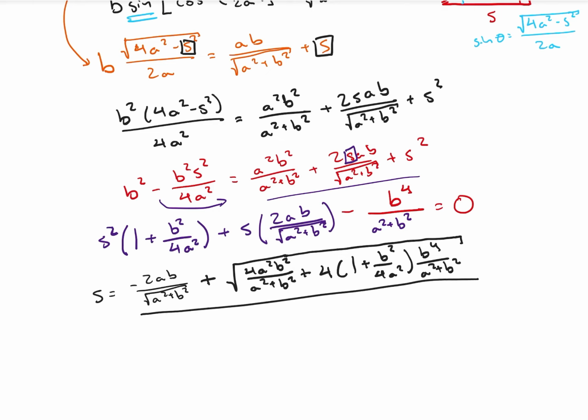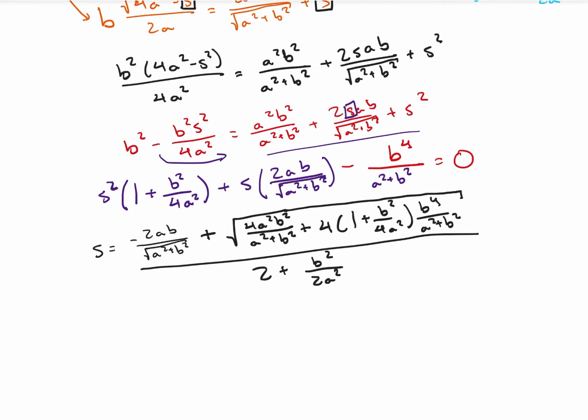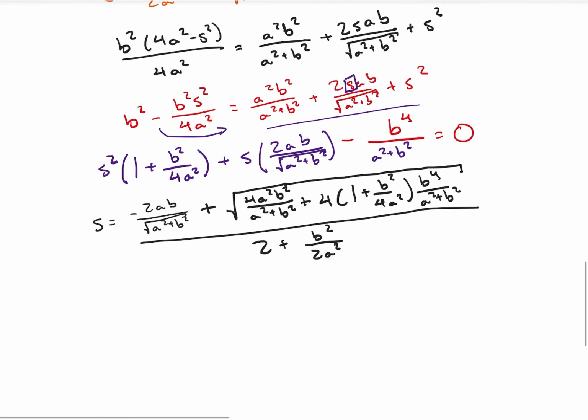And that's going to be divided by 2a, and my a in this case is 1 plus b squared over 4a squared, so I'm going to have 2 plus b squared over 2a squared. Okay, so I'm going to spend a minute or two trying to clean this up just a little bit so it's a little bit less disgusting. So we're going to have s is equal to, I can pull a 1 over the square root of a squared plus b squared out of this guy. And I can also pull a 2 out. So I'm going to pull that 2 out.